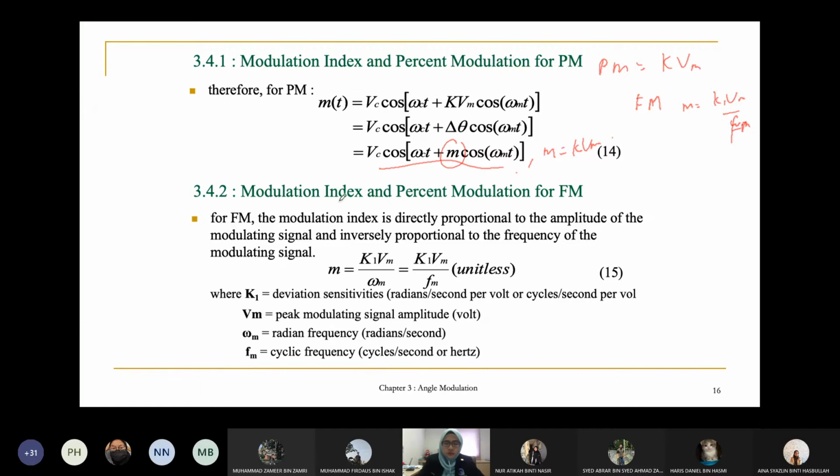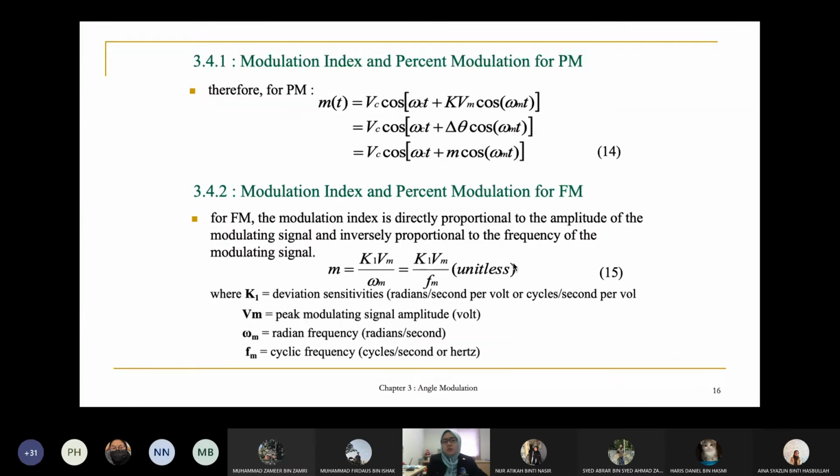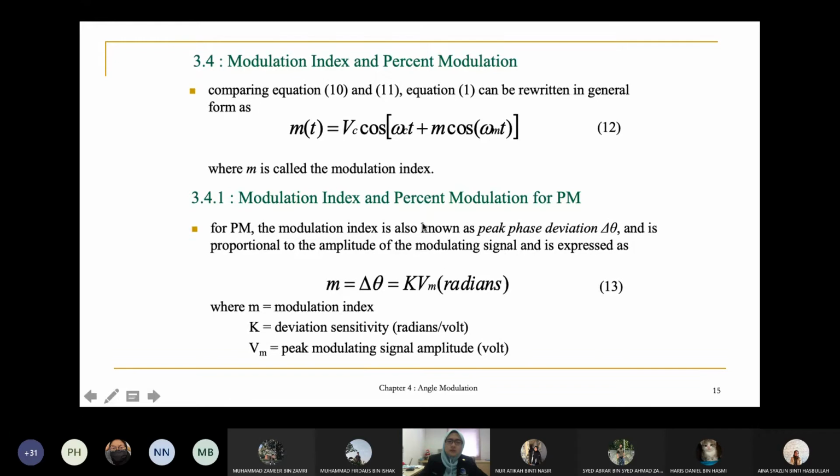For frequency modulation, m equals k1 Vm divided by omega_m. So this is equal to k1 Vm divided by f_m. Okay, so take note, the unit for modulation index for phase modulation is radians. But the modulation index for frequency modulation is unitless, no unit. So you must remember this and this and also this.